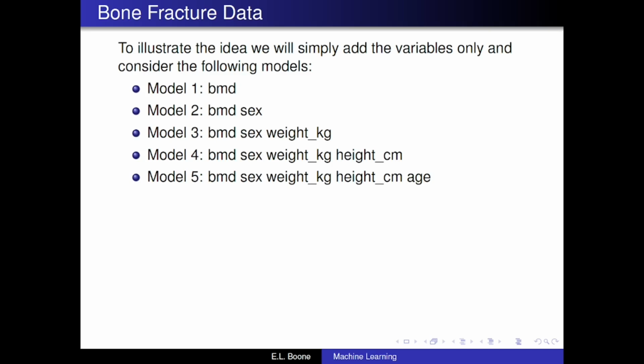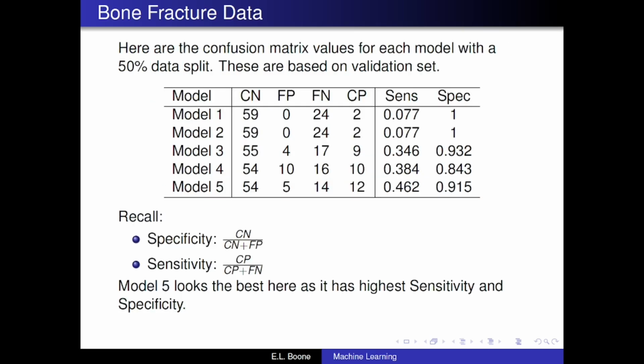All right, so here's what we're going to do. We're going to build 5 models. We're not going to do all 32. And I'm going to say, hey, these are the models in the order that I'm interested in. Okay, so I've got BMD, BMD and sex, BMD, sex and weight, BMD, sex, weight and height, and then BMD, sex, weight, height, and age. So we're going to evaluate each one of these models, and here they are.